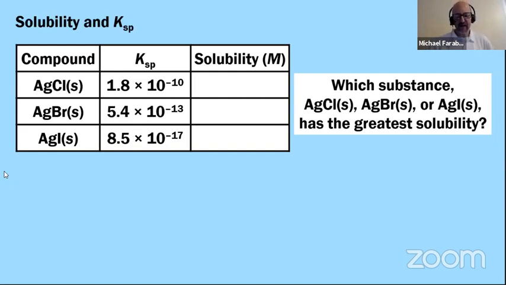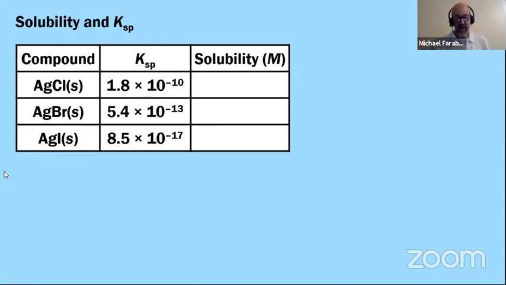If you didn't have a calculator and all you had was the KSP values, well, I would assume that the larger the KSP value, the larger the solubility would be. And that is a good assumption to make based on this comparison of very similar compounds with similar formulas. They have a 1-to-1 ratio between cations and anions. So I would assume that silver chloride is the most soluble without doing any math. Now, how would you do that math?